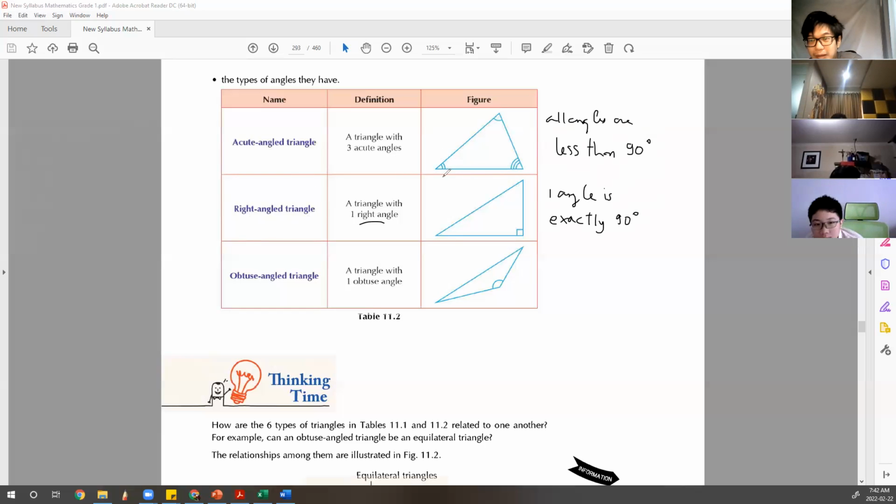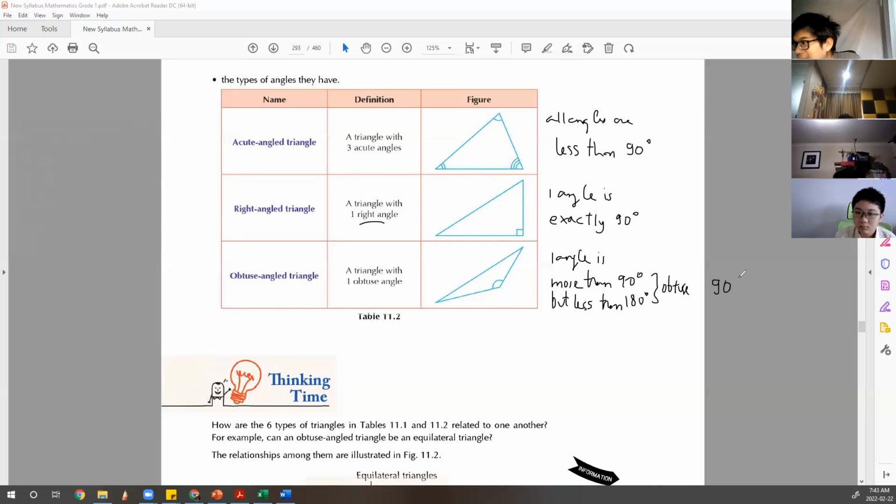We don't talk about the sides. All sides are different. It might be the same, but it might be different. Okay, but we are focusing on the angle. Now, obtuse angle triangle. In an obtuse angle triangle, one angle is more than 90 but less than 180, of course. It cannot be more than 180 degrees on one angle of a triangle. So it is called an obtuse angle, or in between 90 and 180 degrees.